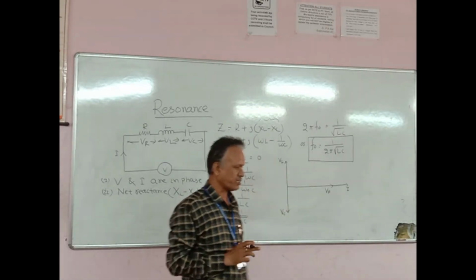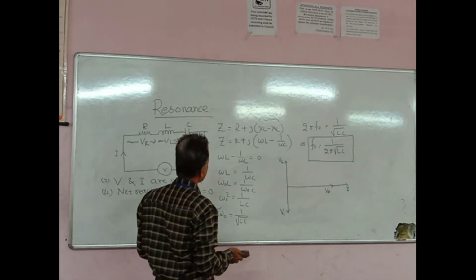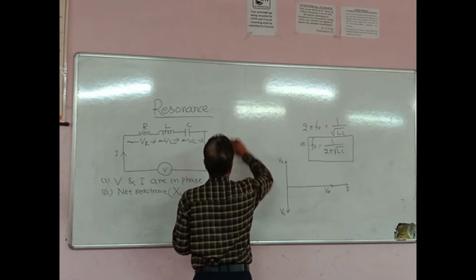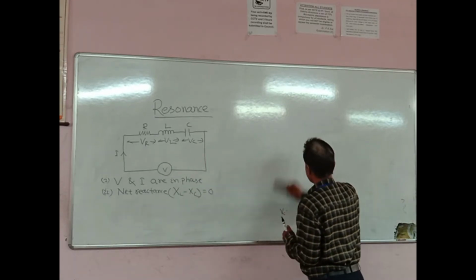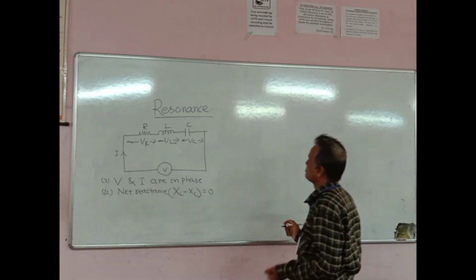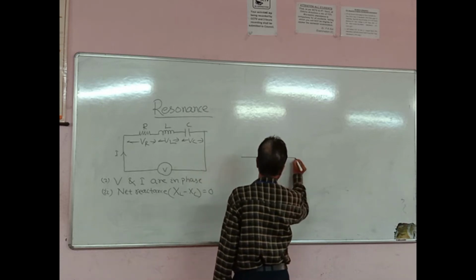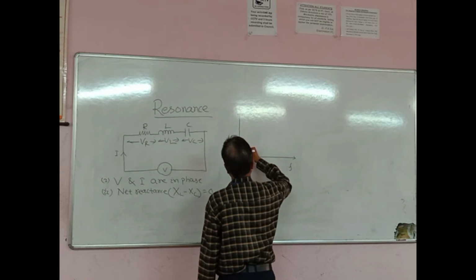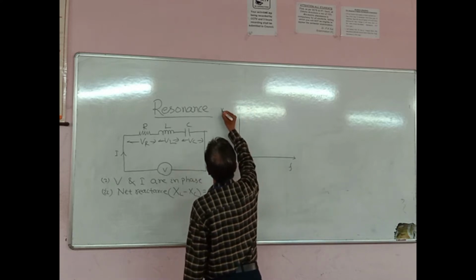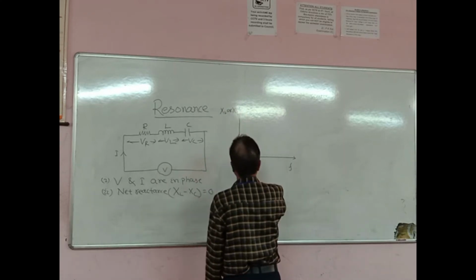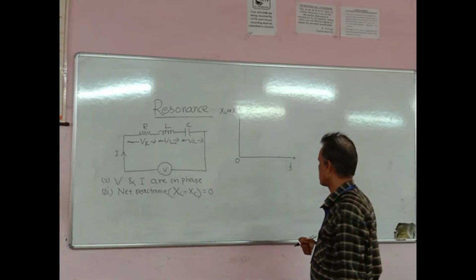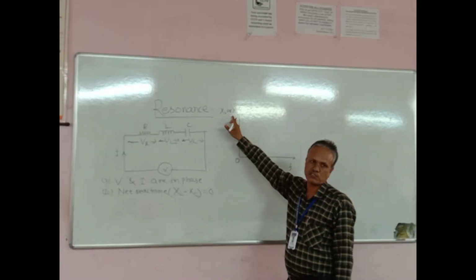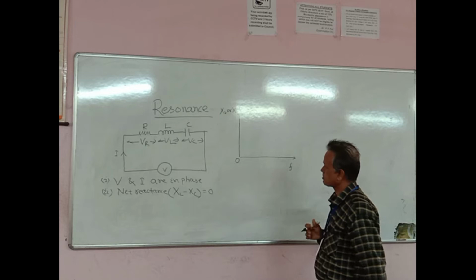So let me explain it once again. The resonance phenomenon with the diagram, that is, variation of frequency with XL and XC. So let me draw the diagram first of all. On the X axis, I am taking the frequency F, and on the Y axis, I am drawing XL or XC. So this is the diagram from where we get the variation of F as well as variation of XL and XC. So how this happens, let us understand it.